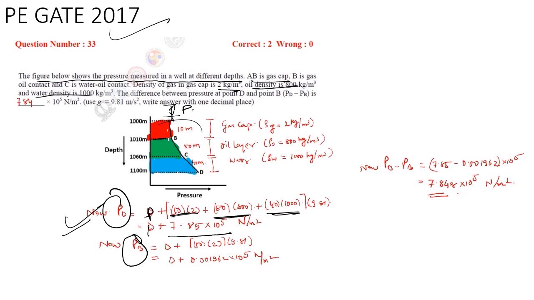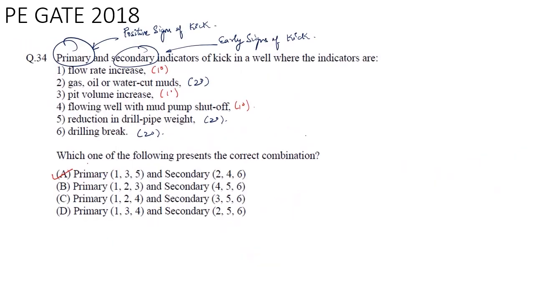Now to calculate my pressure at point B, again from the top surface to the depth of 1000 meter, I will consider my unknown value P plus my gas cap column's weight. So my pressure at point B would be P plus 0.001962 into 10 raised to 5. Now we need to find out the difference, that is PD minus PB. Once I subtract PD minus PB, my answer would be 7.848 into 10 raised to 5.